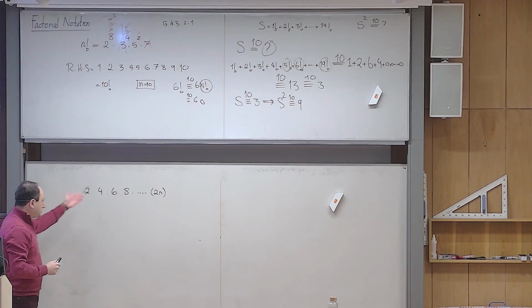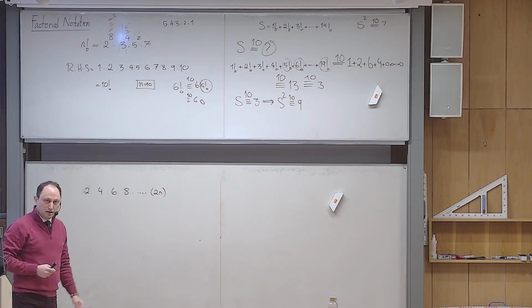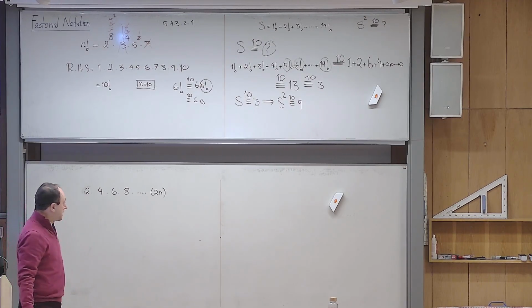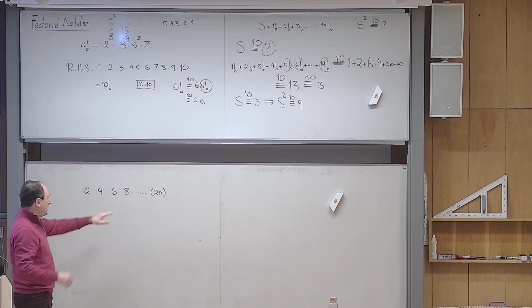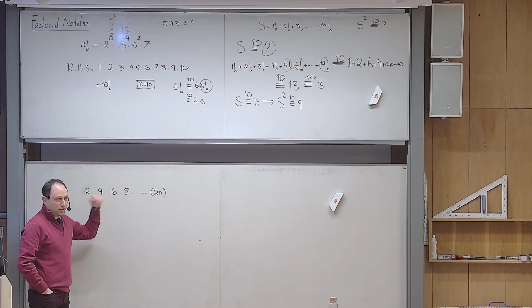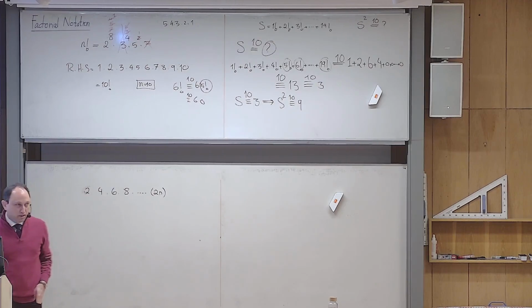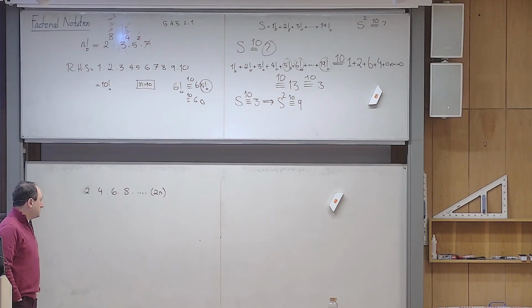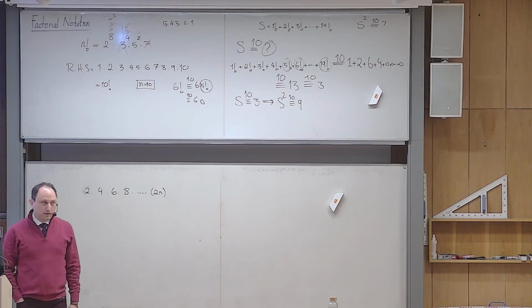Because this is not 2n factorial, yes? Because 2n factorial also includes the odd numbers. But I'm just asking, can you rewrite the same expression without these dots? Okay? So I want you to use the factorial symbol somehow to write this without these dots. So how do you think I will solve the problem?